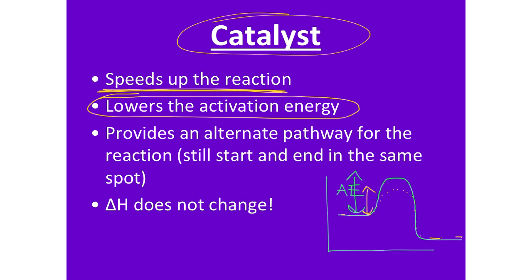Think about if you're out jogging in town. If you take a route with a lower hill, you are going to finish it quicker. So we still start and end in the same spot, but we find a shortcut that has a lower activation energy. It does not change the starting point or the ending point, so it does not change the value of delta H, but it will change the speed of the reaction.